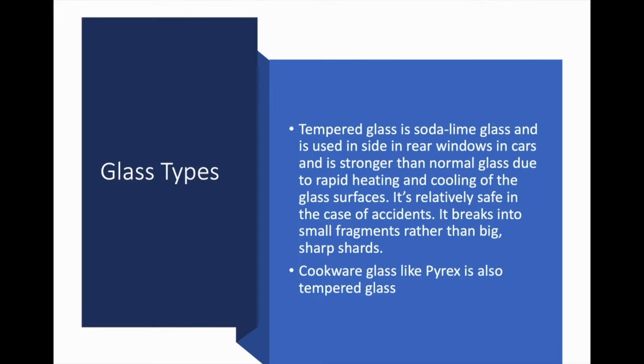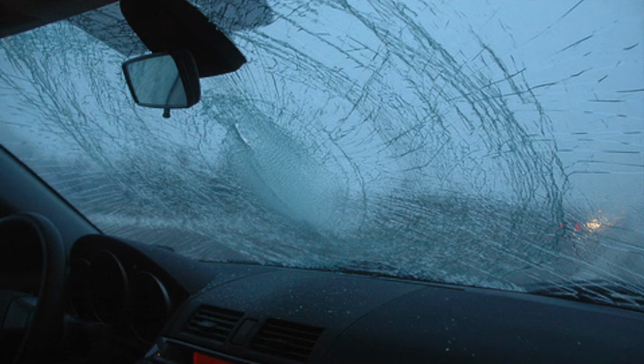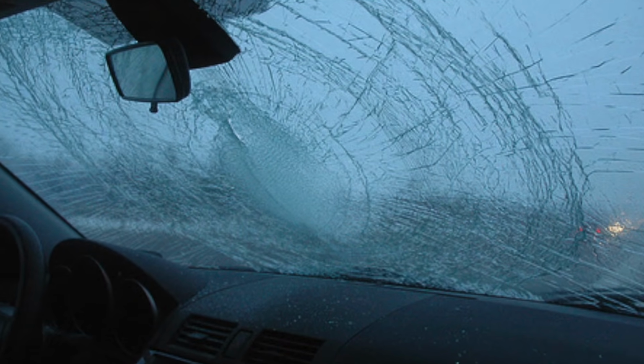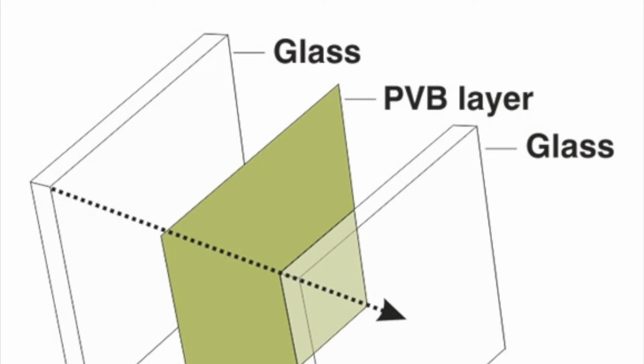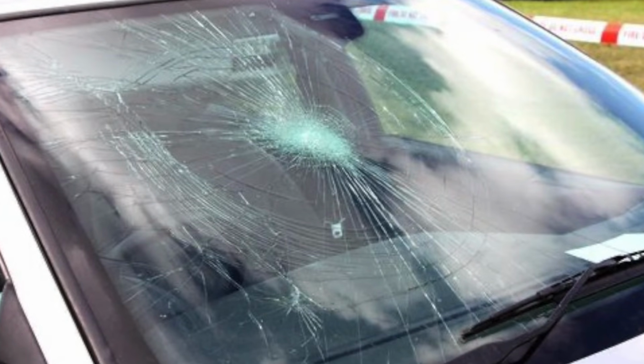Cookware, like Pyrex, is also tempered glass. We also have laminated glass, which is used in the front windshield of cars. It's basically a sheet of plastic sandwiched between two sheets of glass, and the glass is pressed into the plastic. Therefore, when it cracks from an impact, it all pretty much stays the same. It's just like you've seen in movies.